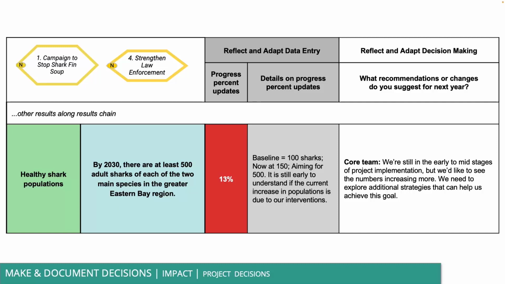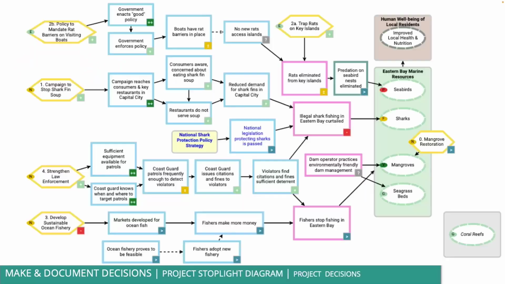This percent progress update for the team's healthy shark population goal is only at 13%. The core team has noted that they're still in the early to mid stages of project implementation, but they'd like to see the numbers increasing more. They'll need to explore additional strategies that can help them achieve this goal. This team has looked at the action tracking, progress percent tracking, and stoplight diagram for their strategies.